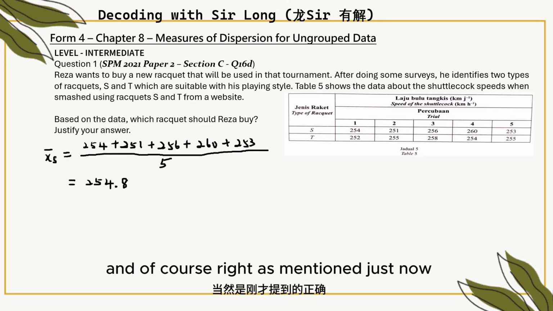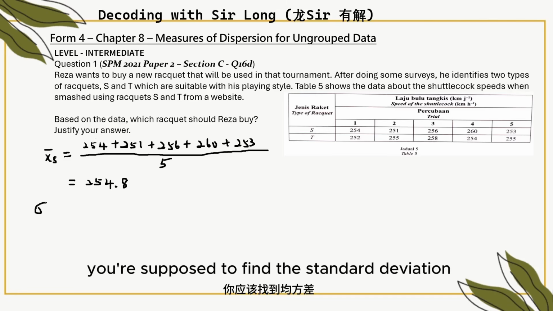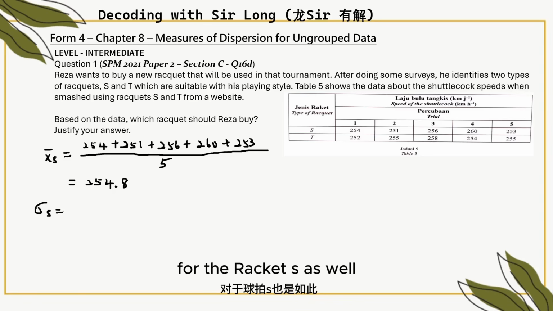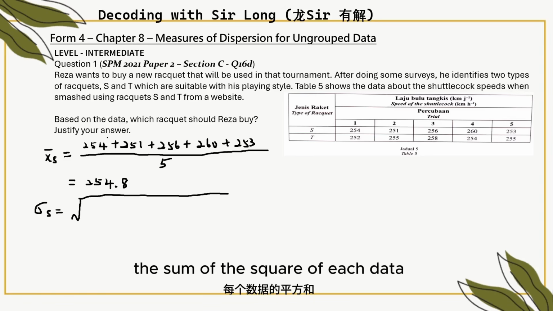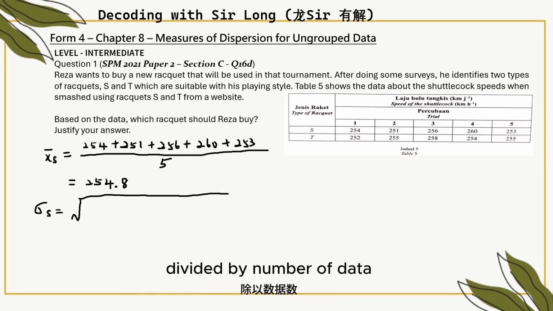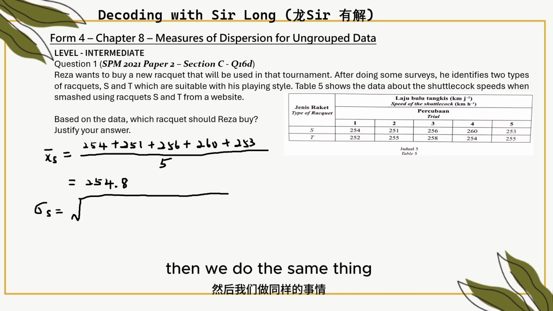And of course, as mentioned just now, in order to justify the answer, you are supposed to find the standard deviation for racket S as well. On the previous slide, the formula is actually the square root of the sum of the square of each data divided by the number of data, minus the square of the mean itself. Then we do the same thing.